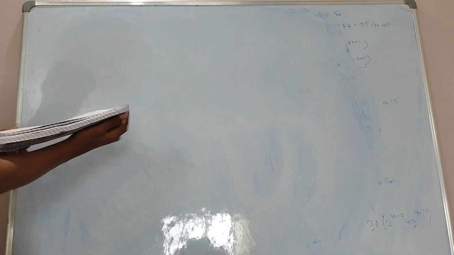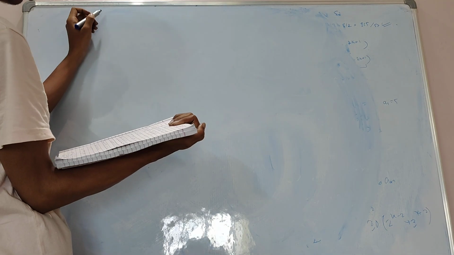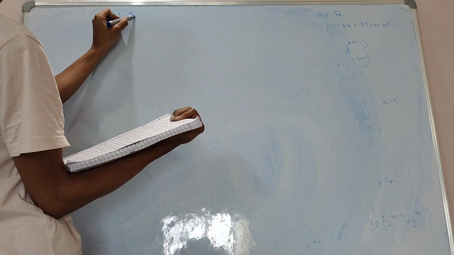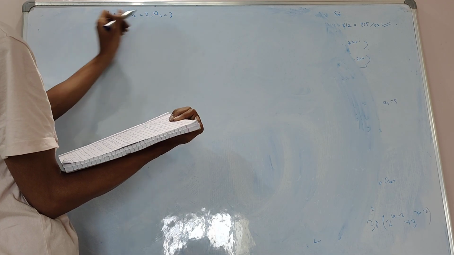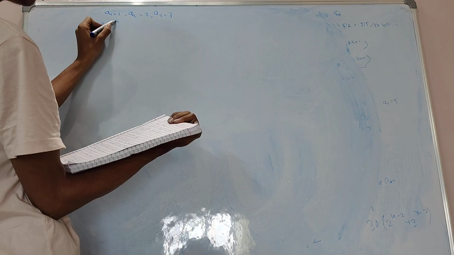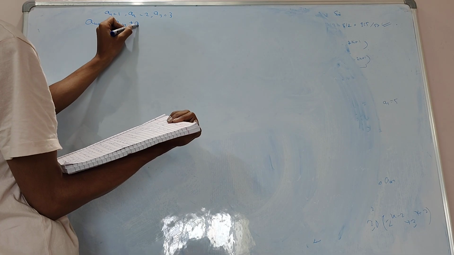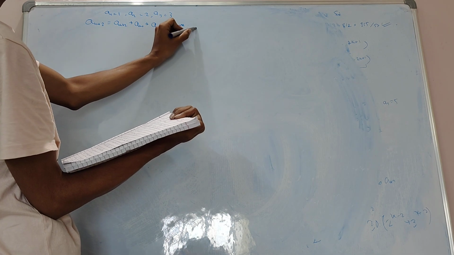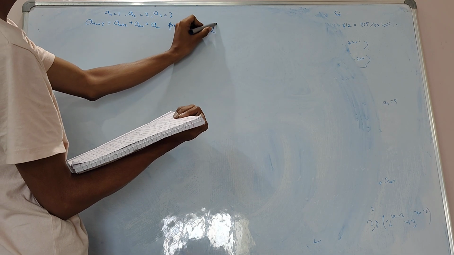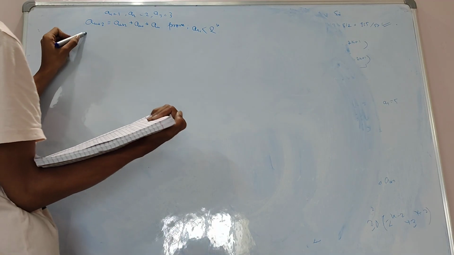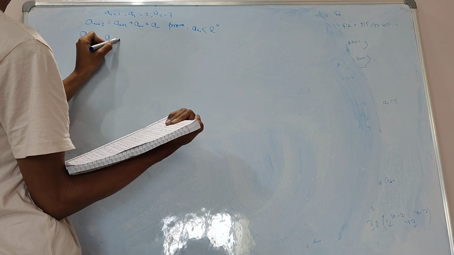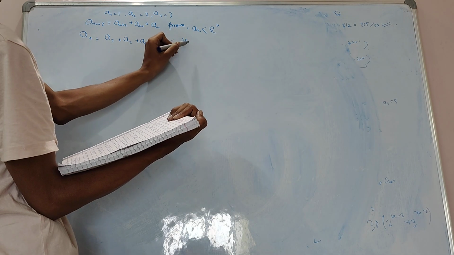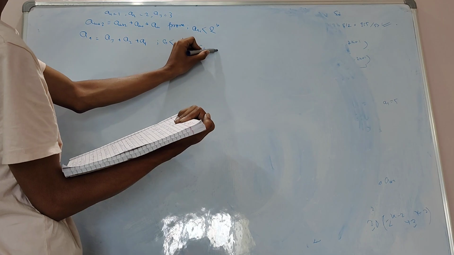Now the next question is, given a1 is equal to 1, a2 is equal to 2, a3 is equal to 3, and a_{n+3} is equal to a_{n+2} plus a_{n+1} plus a_n, and I have to prove a_n is less than 2 to the power n, right? So a4 is equal to a3 plus a2 plus a1, that is 6, less than 2 to the power 4, which will be my basis.